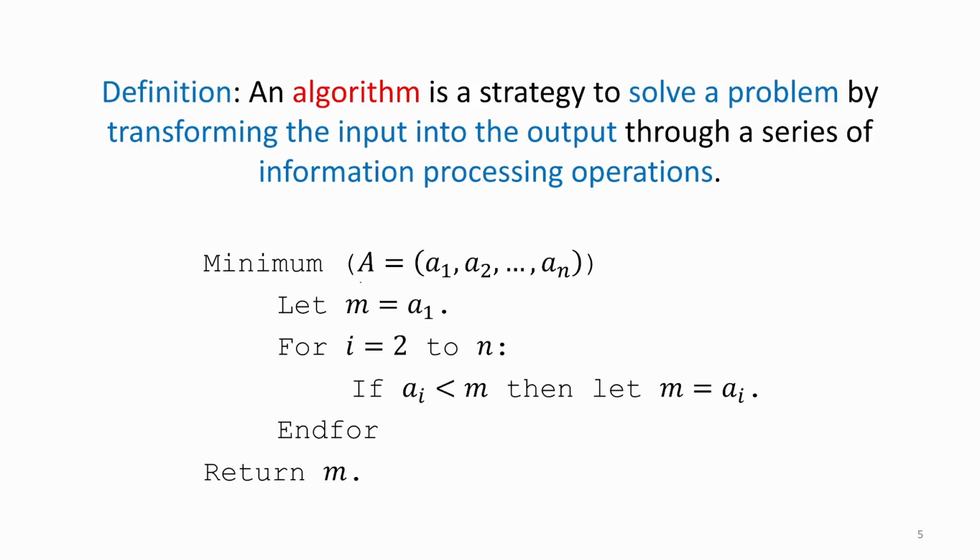So we're going to start out with our input. So this is our input here. We start here by setting some m variable equal to the first element of our array. Then we iterate from 2 up to n. And in each step, we check if the new element is less than the one we've assigned to m. And if it is, we update m. At the end, we return m, which is going to be hopefully the minimum of our list.